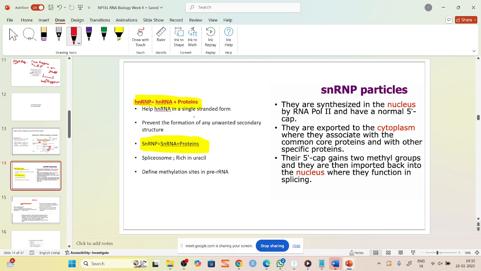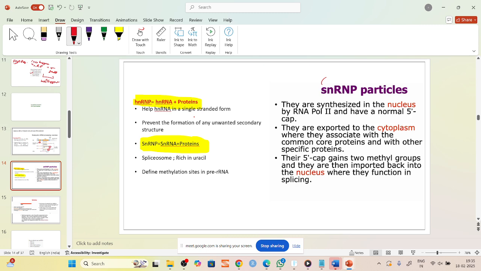What are snRNP? They are synthesized in the nucleus by RNA polymerase 2 and have a normal 5' cap. They are exported to the cytoplasm where they associate with the common core proteins and with other specific proteins. Their 5' cap gains two methyl groups and they are then imported back into the nucleus where they function in splicing. So these snRNP are again snRNA and proteins, and they are present in the spliceosome complex. So they help in splicing, define methylation sites in pre-mRNA.